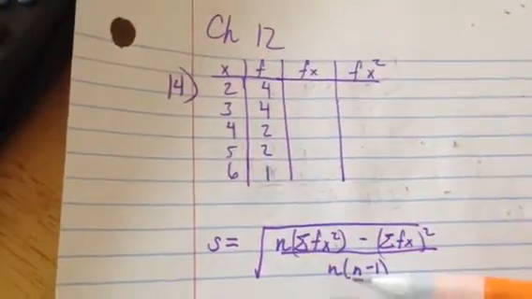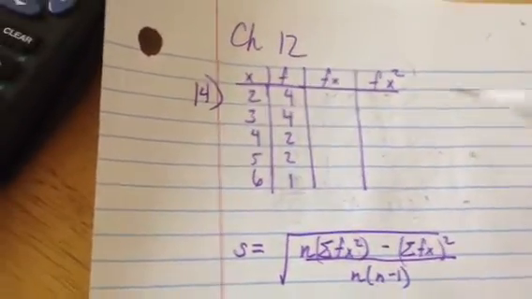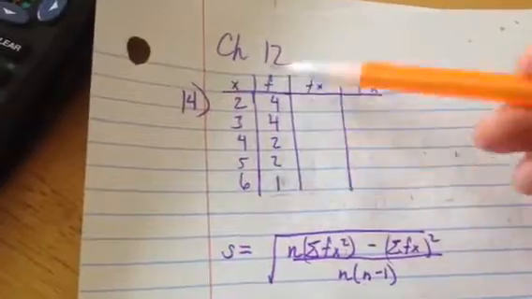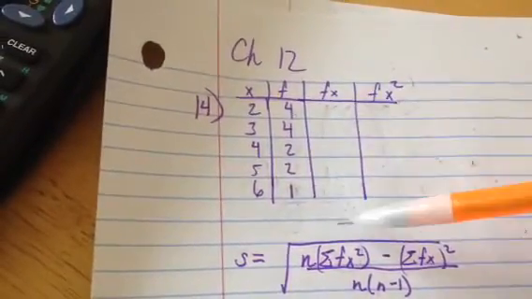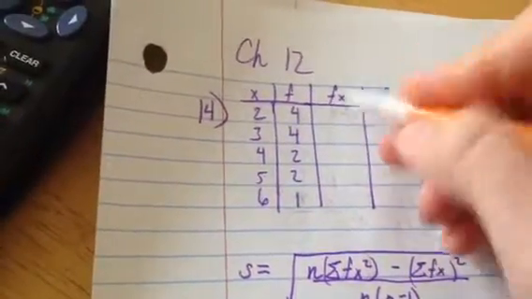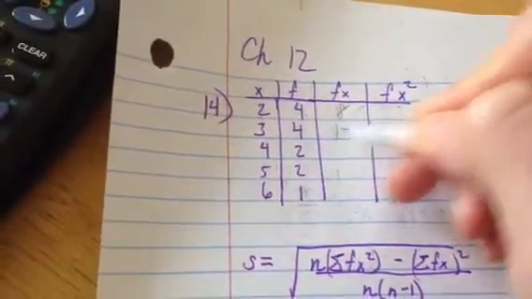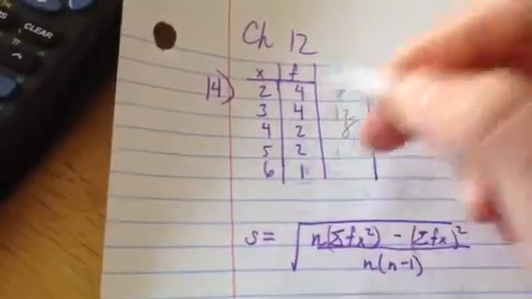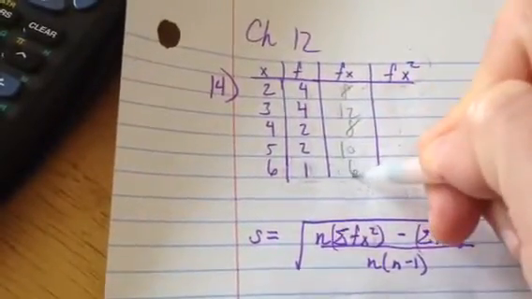a shortcut formula for standard deviation to make these calculations simpler. So we've got our x and our f that are given to us, and we're going to create a new column with f times x. So 4 times 2 is 8, 4 times 3 is 12, 2 times 4 is 8, 2 times 5 is 10, 1 times 6 is 6.